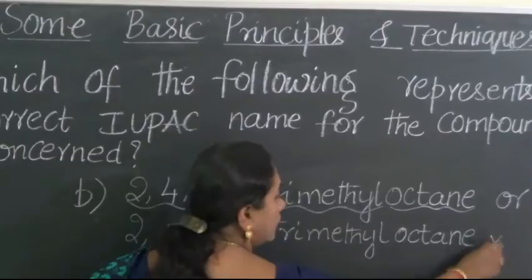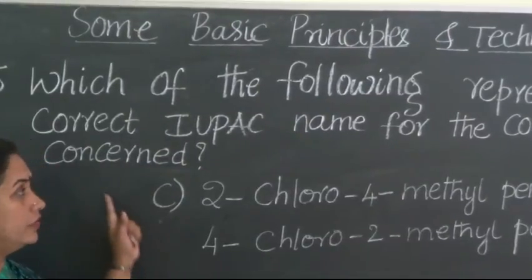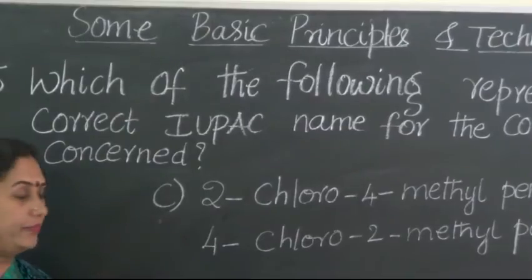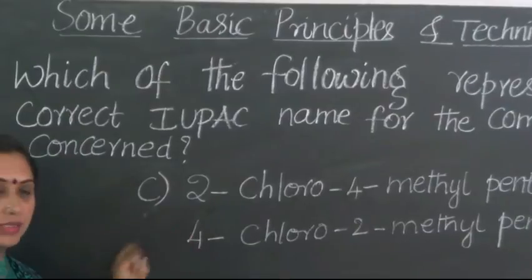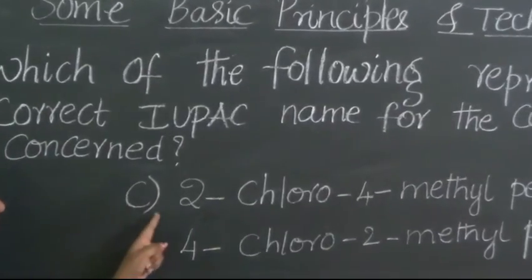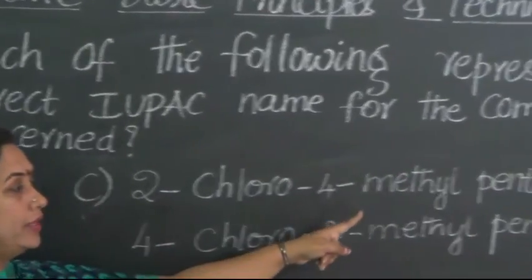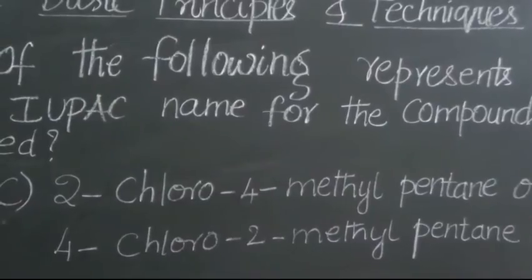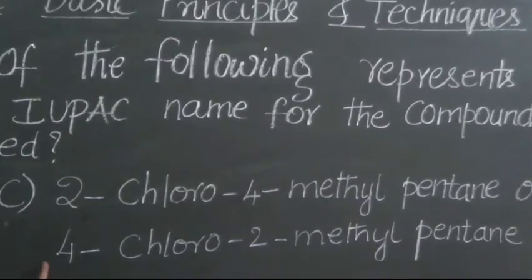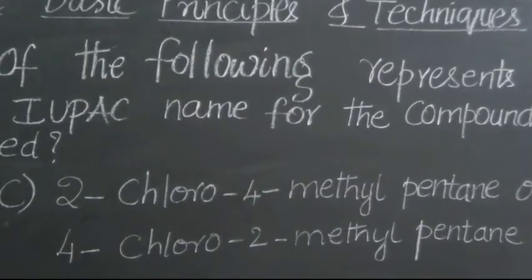Now for the same question, part C. Look at these two names given to us. The first name reads like this: 2-chloro-4-methyl-pentane. And the second name given to us in part C reads as 4-chloro-2-methyl-pentane. Now which one of them would be the correct name?